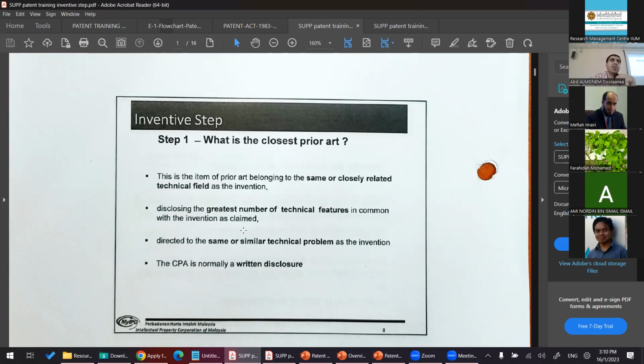So mostly it will be a patent. In most cases, or sometimes, in rare cases, it is a publication. But if it's your own publication, they will find that the closest prior art is your publication. But generally it's a previous patent.